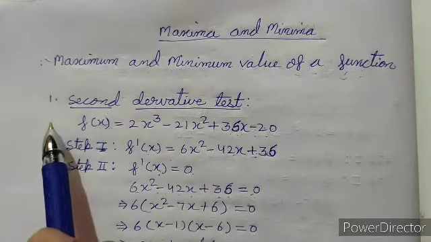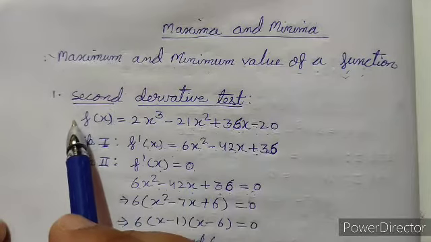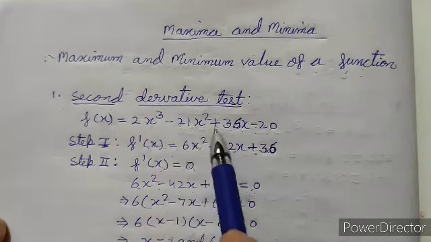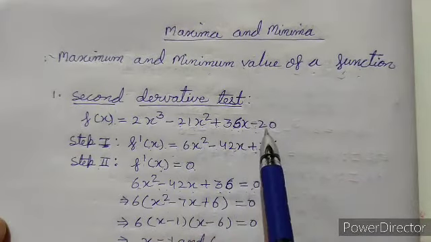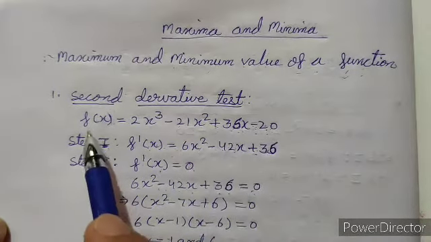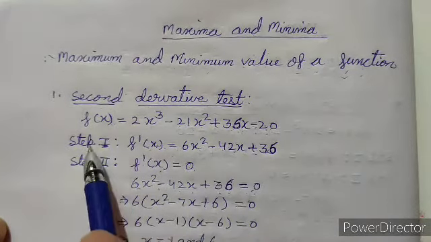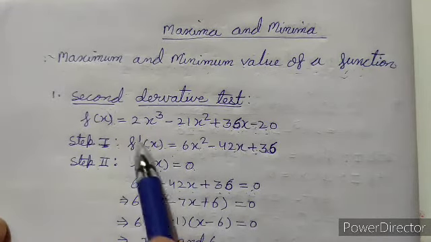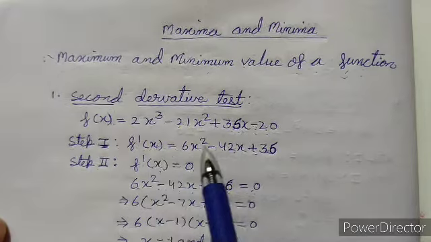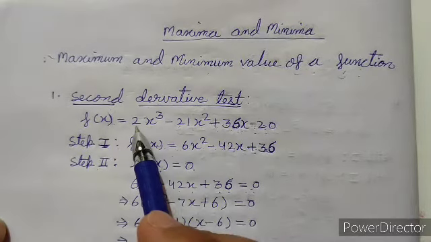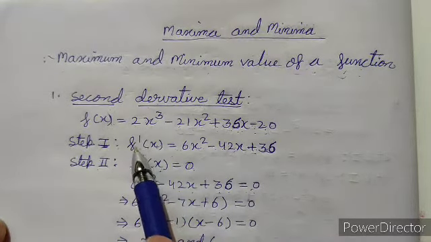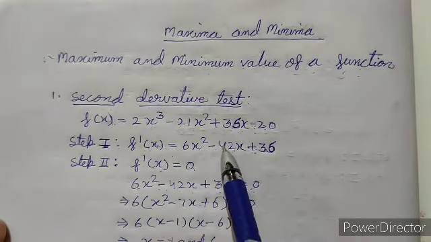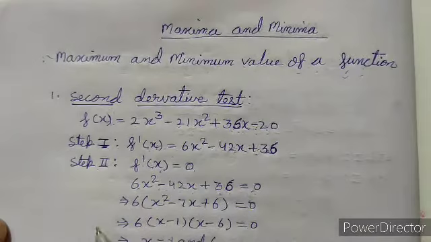Now in the second derivative test, suppose a function f(x) = 2x³ - 21x² + 36x - 20 is given to us. Our first step is that we will find the derivative of f(x), that is f'(x), or we will differentiate f(x) with respect to x, and f'(x) will be equal to 6x² - 42x + 36.